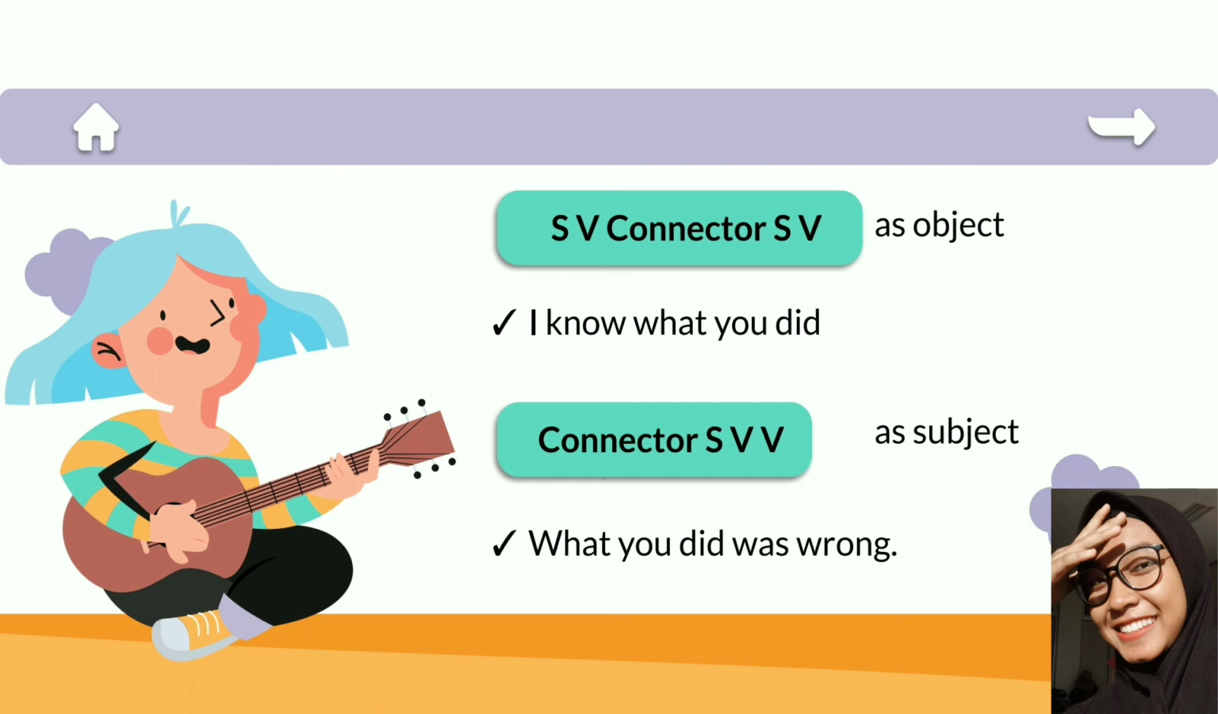The second structure is connector, subject, verb, and verb. These act as the subject. For example, what you did was wrong. What is the connector. You is the subject, did is the verb, was is the verb. So what you did is the noun clause which acts as the subject.